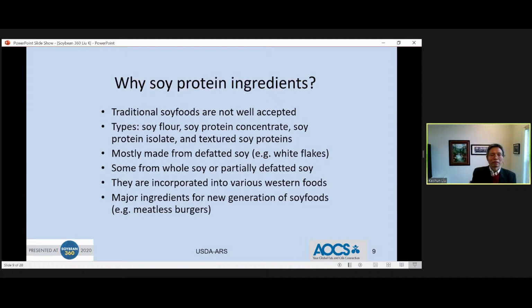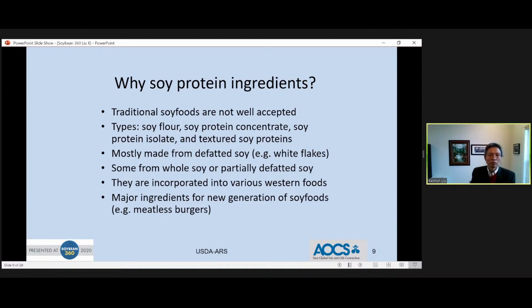Now, once soybeans have been processed, with modern processing the soy oil is mostly used for edible applications, but the soy protein part is currently mostly used for animal feed. For human consumption, we process soybean protein cake into different types of ingredients. The four major types are soy flour, soy protein concentrate, soy protein isolate, and packed soy protein products. One reason is that traditional soy foods are not well accepted. Quite a few are still not well accepted.